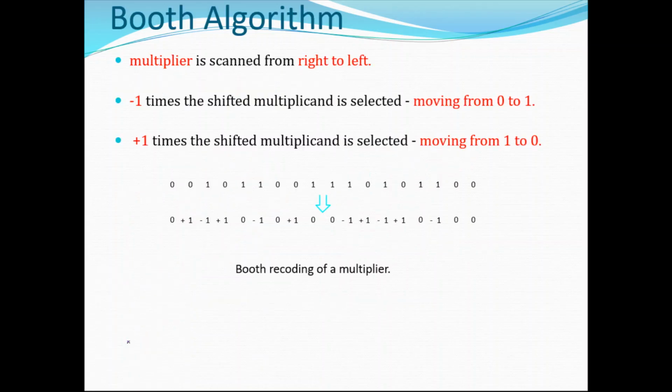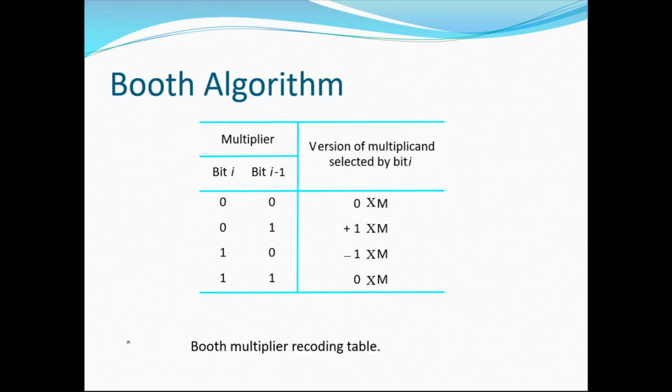So that is what is being explained here. And this particular table shows how Booth coding is done. I have already explained it. If bit i is 0 and bit i minus 1 is 0, then it will be 0. If bit i is 0 and bit i minus 1 is 1, that is when you are moving from right to left. This is the ith bit, this is the i minus 1th bit. Numbered like that: rightmost is first, then second, then third.